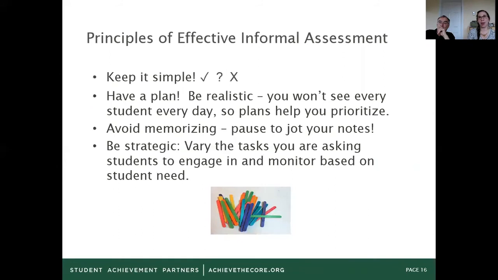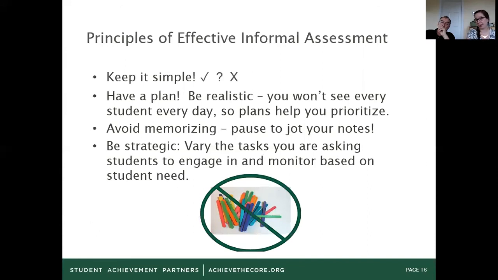So you don't want to always be monitoring oral progress. You want to make sure you're also getting to hear the reading or getting to see the writing. Not a time for popsicle sticks. It's a time to be really strategic about who you're seeing and why.